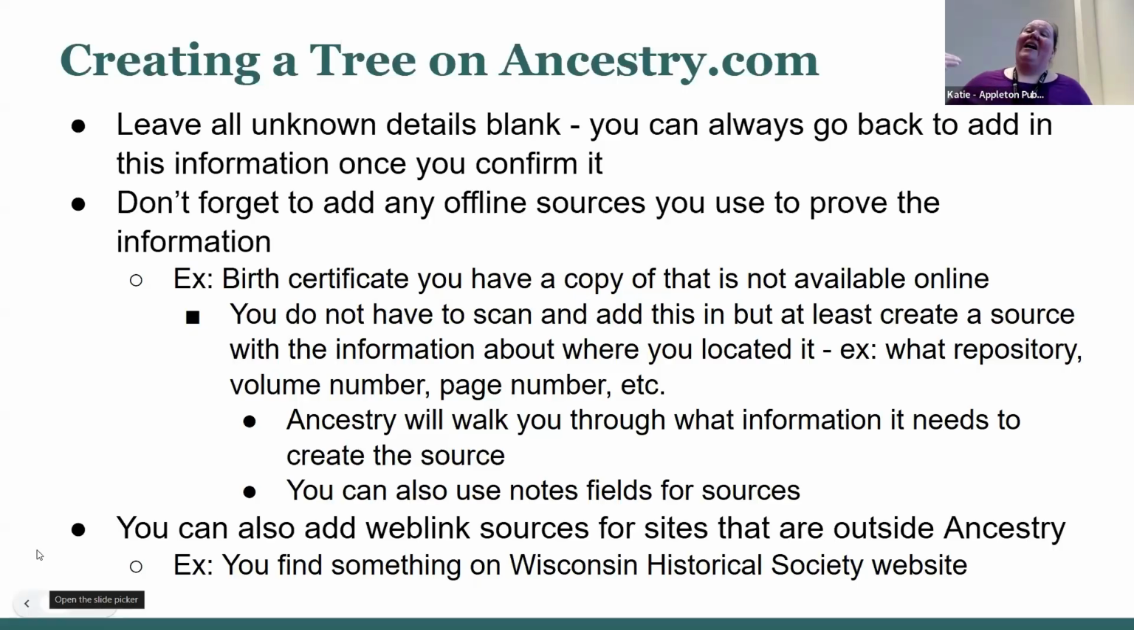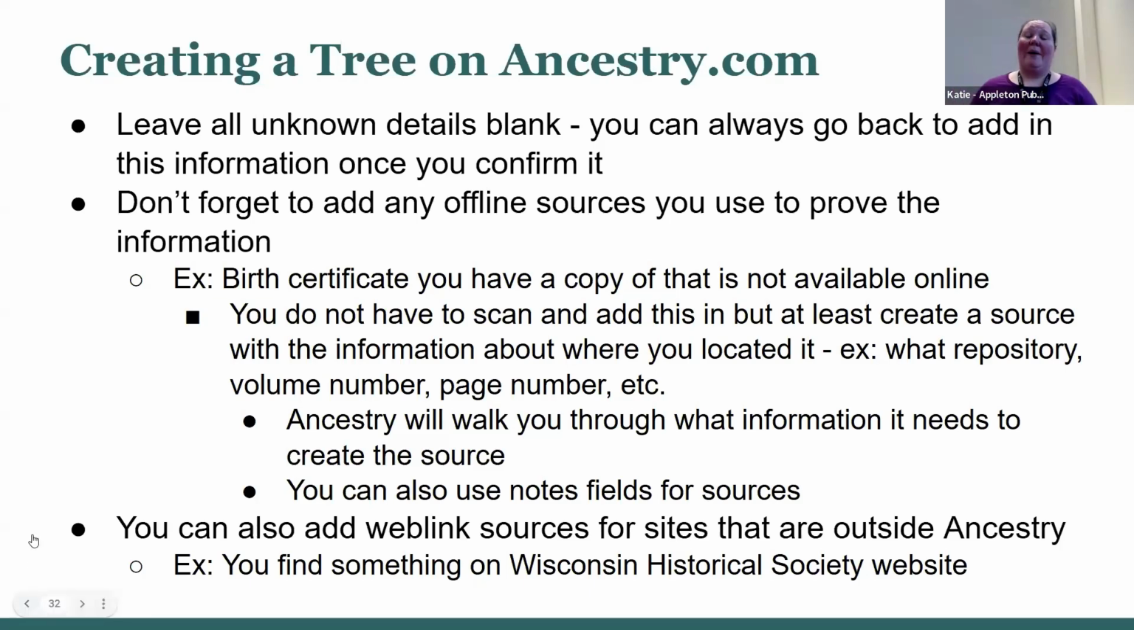Of course, you also want to add any offline sources you might have to prove your information. So maybe you found a birth certificate that you have a copy of and it's not available online. Well, you don't have to scan it and add it in, but at the very least, you can create a source with that information and put it in your family tree. So put in there, okay, this is what repository I found it at, or the volume number and page number that I found it in. And Ancestry is really great about walking you through what information they need to create that source for you. You could also use the notes field. There's a little notes field on Ancestry where you can write some of those details.